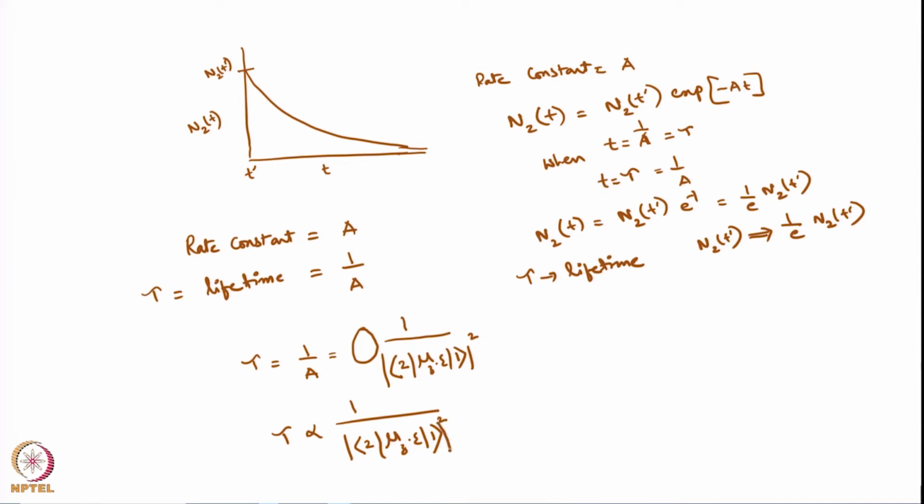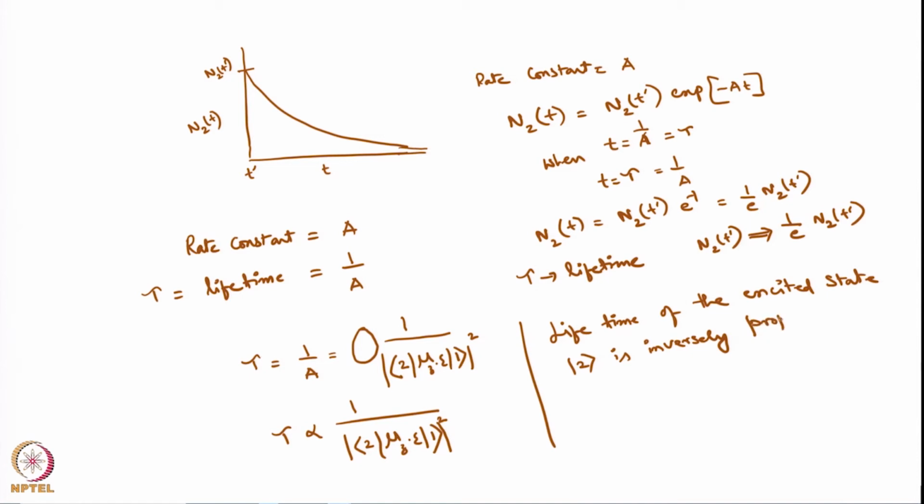Okay. So what is that? The lifetime of the excited state, in this case that is 2, is inversely proportional to the transition dipole square.